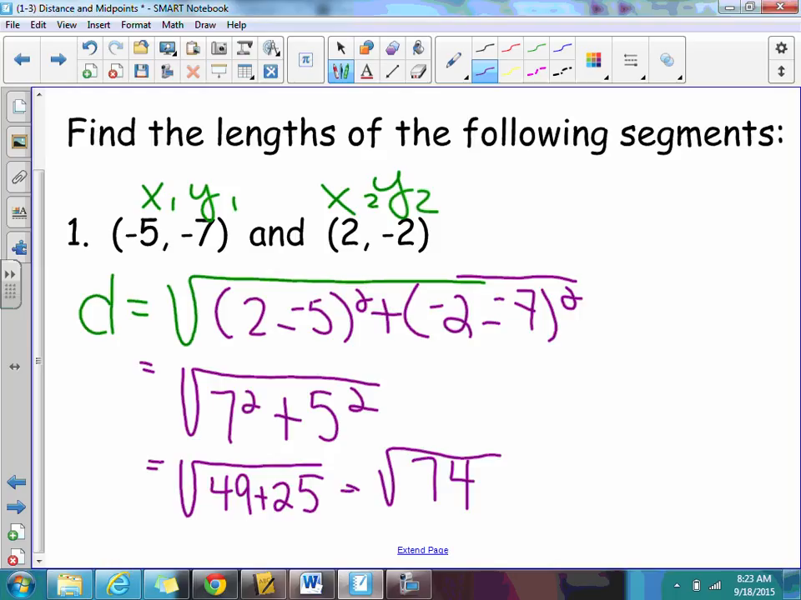Doesn't everybody know how to enter the square root of 74 into their calculator? There's the square root button. Does it matter which way you put the 2 x's in? Not really. Because I could call this x1, y1, x2, y2 if I felt like it. All right, and let's just see what the square root of 74 is. So you can put the decimal there. All right, 8.6.